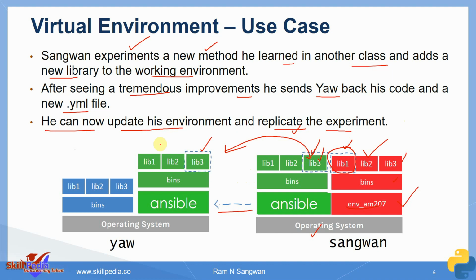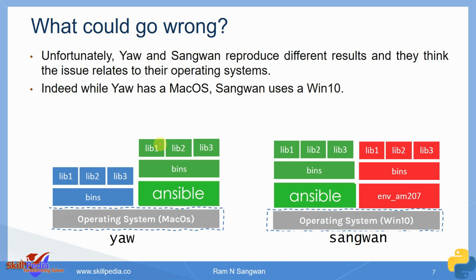We can have collaboration among developers. Developer A working on a project adds some files, creates some libraries. Developer A shares the library, shares the code with developer B, and this continues. This is what the virtual environment is all about.